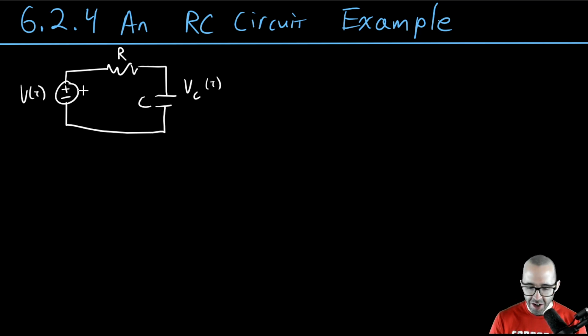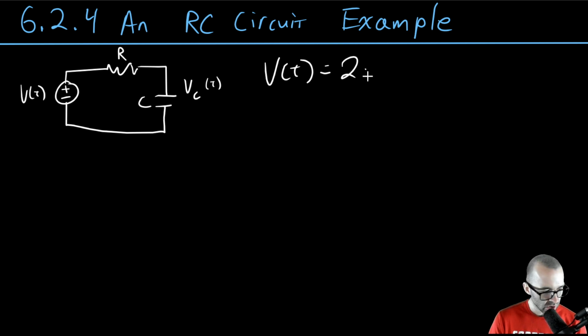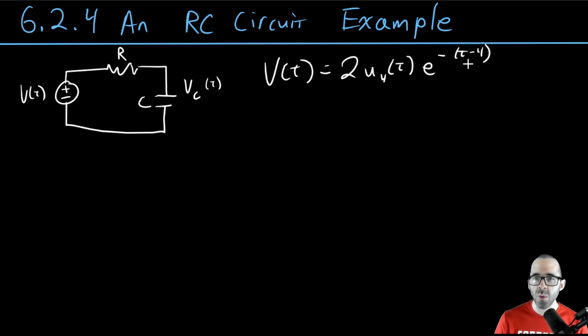Okay, so here our voltage source is going to be 2 times u sub 4 of t e to the negative t minus 4. And before we even introduce a differential equation, I want to talk about what this voltage source even means or looks like. Because we know what it means, and we're just going to take a couple steps to get there.